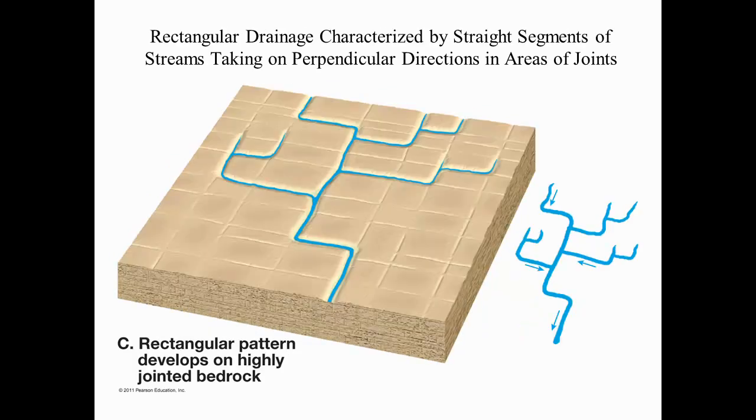Rectangular drainage is characterized by straight segments of streams taking on perpendicular bends, and basically here the streams are simply following joints within the bedrock. In this example, we have two sets of joints that intersect at 90 degrees, so the 90-degree bends are simply the streams following the joints, the paths of least resistance, in other words.